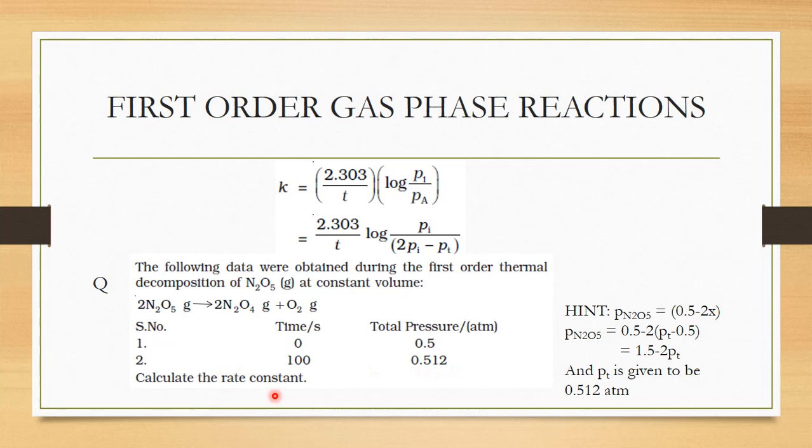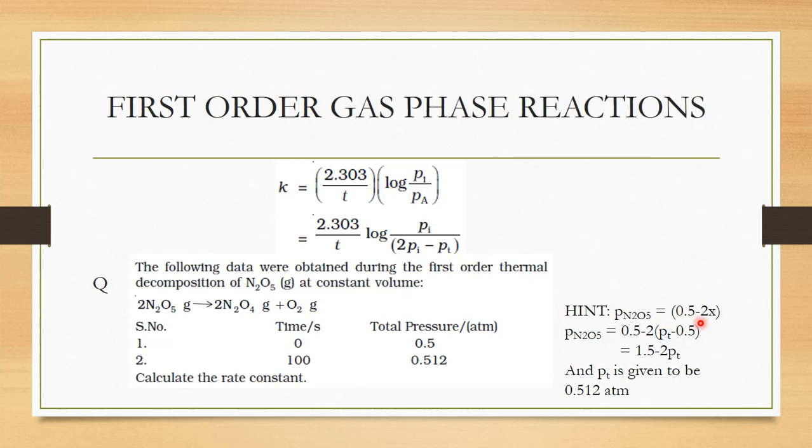You have to calculate the rate expression. Yes, this formula is to be used, which is Pi upon Pa. Pa means partial pressure of N2O5. But how will you calculate the partial pressure of N2O5? It is a hint for you.